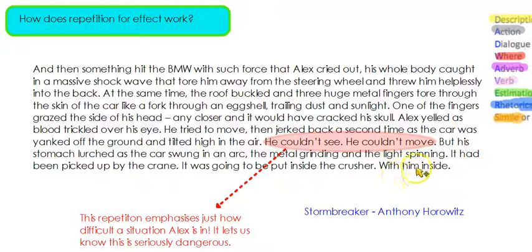See that short sentence at the end? We worked on those yesterday. But let's focus on this repetition for effect that I've circled here. This repetition emphasises just how difficult a situation Alex is in. It lets us know that this is seriously dangerous. He couldn't see. He couldn't move. This is how Anthony Horowitz writes for suspense, and it's really similar to the effect that we're trying to create.